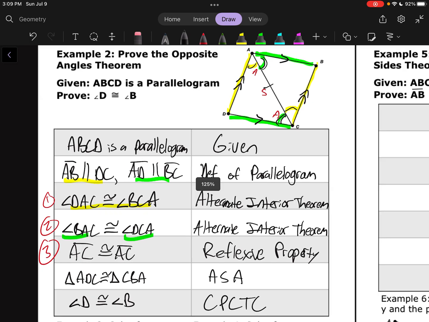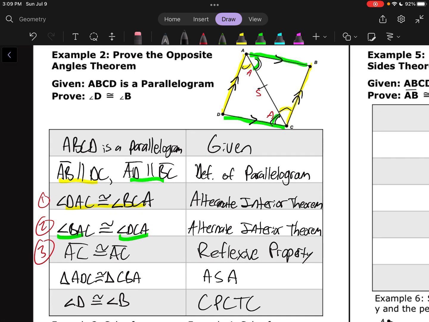And now that those two triangles are congruent, that means that angle D must be congruent to angle B by CPCTC. Now, if we had drawn in the diagonal going the other way, diagonal DB, we could repeat this proof and prove why angle A has to be congruent to angle C. That would work as well. But this kind of gets the job done. This shows why those opposite angles have to be congruent. That's what Euclid did back in the day.